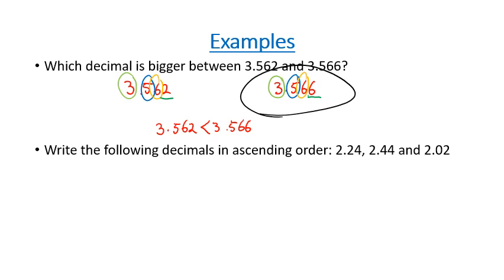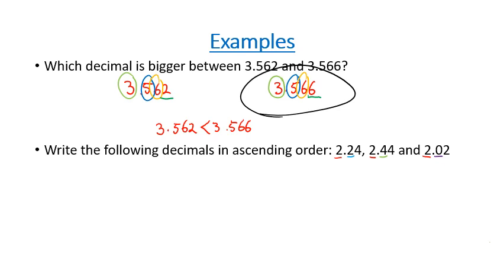Sometimes you're also going to be asked to write decimals in ascending order. And here's an example of how you do it. First thing we want to do is we want to find out what's the smallest number, because ascending is going from smallest to biggest. And we do that by comparing the digits in their place value columns. You can see that each of these numbers has a 2 at the start, so they've all got 2 units. After that, they start to change. You can see this has a 2 here, there's a 4 here, and there's a 0 here.